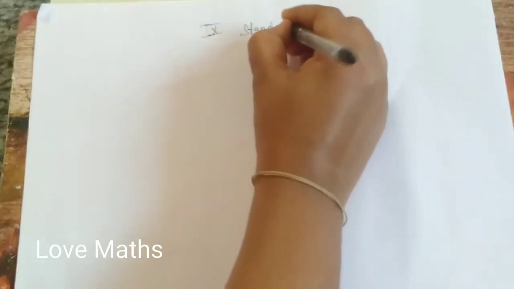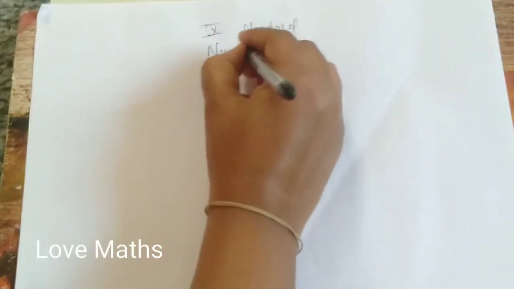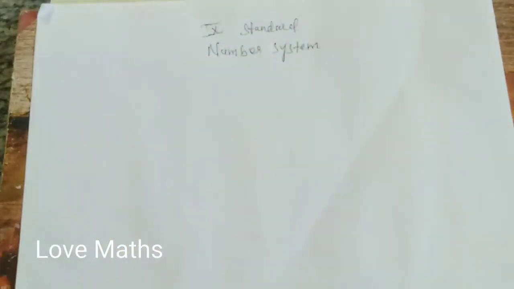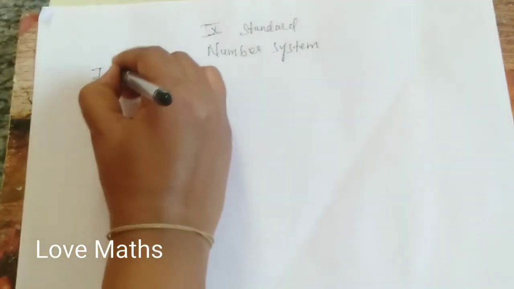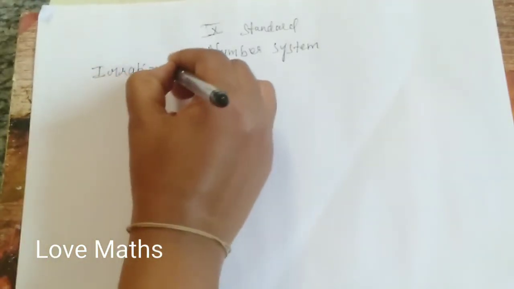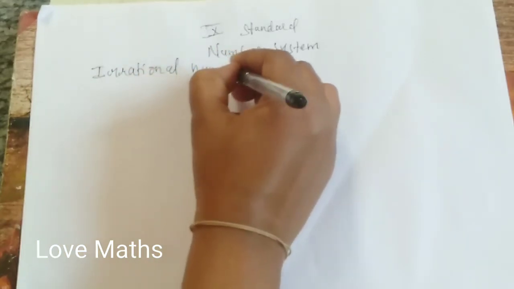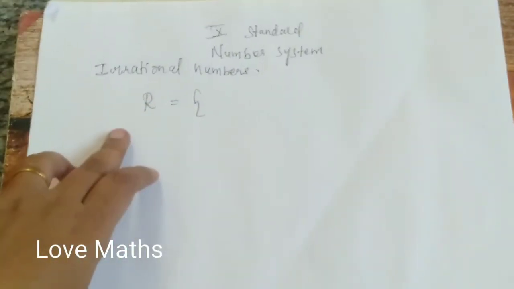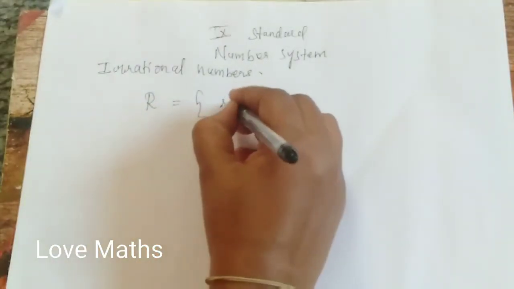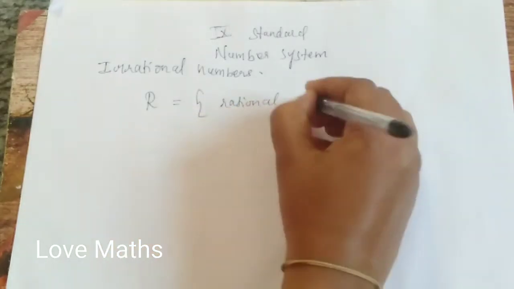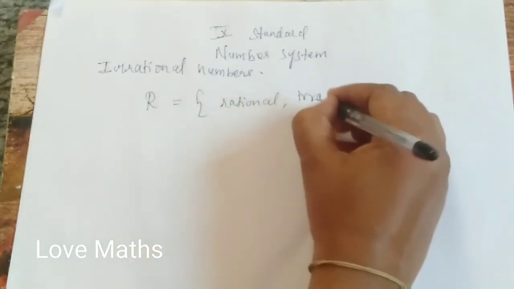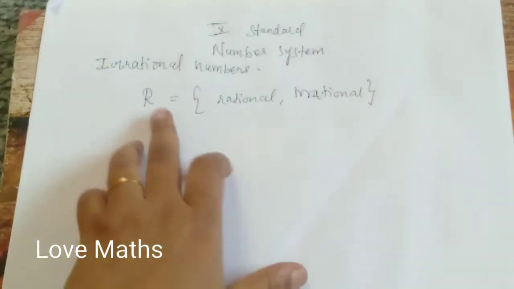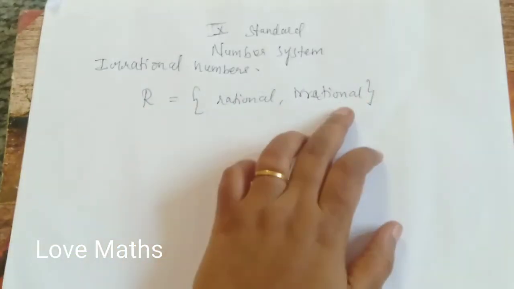Hi children, it's ninth standard number system. Okay, in number system we are going to see about irrational numbers. Irrational numbers means what is the real in real number set. Real numbers are simply denoted as rational numbers and irrational numbers. The both together is called real number. In the real number set, rational and irrational numbers are there.